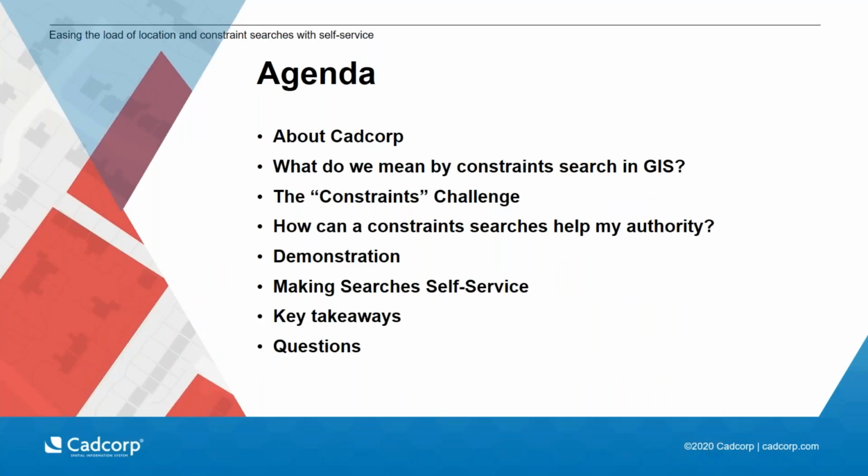These are the points we will be covering today, starting with a bit about CAG Corp, as I can see some of you listening are new to CAG Corp. Then, taking a step back, I'll be making sure we're clear about what a constraint search is, the challenges, and how they can help your authority. Then I'll pass across to Ian to show you in practice. He's demonstrating a product today called Find It, followed by the ways to make a self-service search. Then I'll round up at the end by answering your questions.